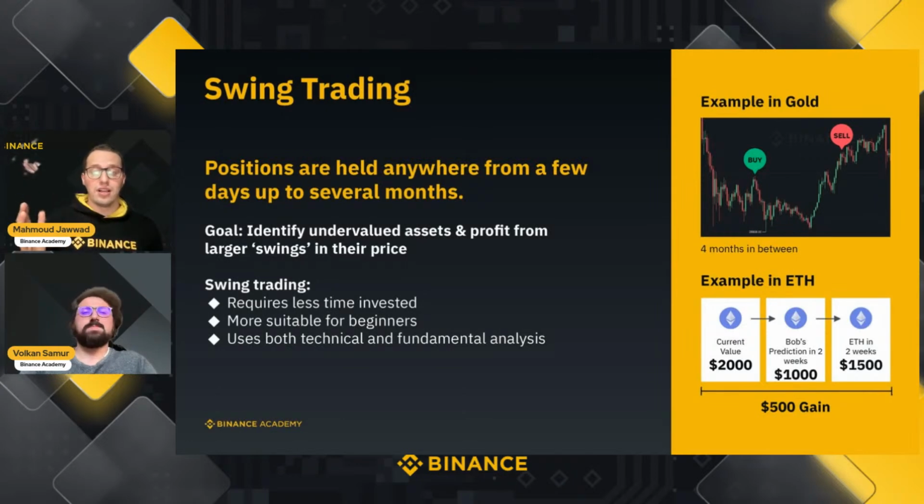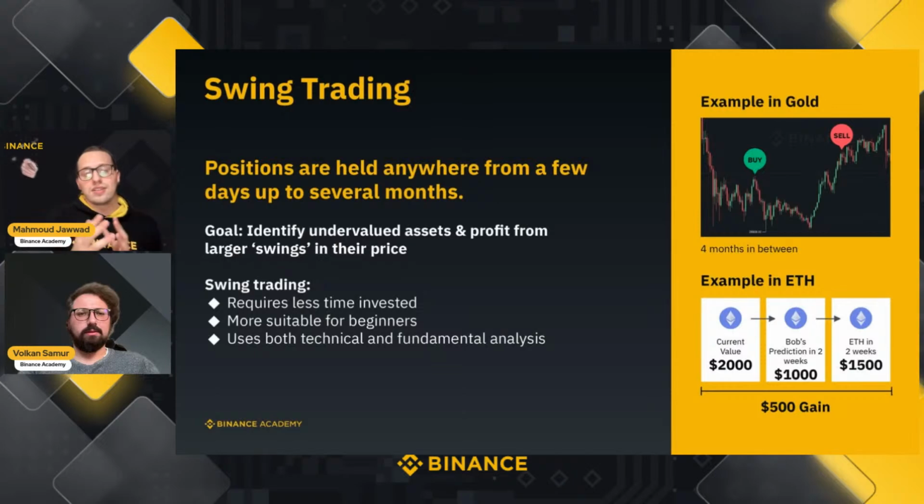And the opposite trade looks to profit from downward price swings. Let's give you an example. Bob, for instance, has 1 Ether, and the current market price is $2,000. Bob's analysis predicts that Ether's price will drop from $2,000 to $1,000 in 2 weeks. So Bob shorts Ether. Basically, he's borrowing the asset to sell it and buy it back at a later point in time. So he sells his Ether today for $2,000 and waits to see if his prediction is correct. Two weeks later, Ether dropped from $2,000 to $1,500.